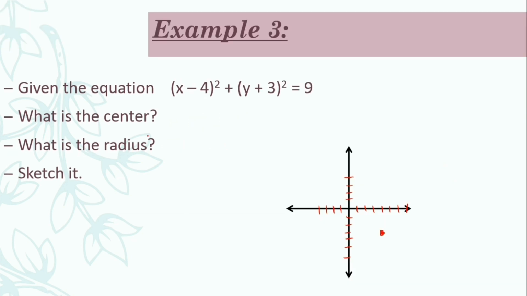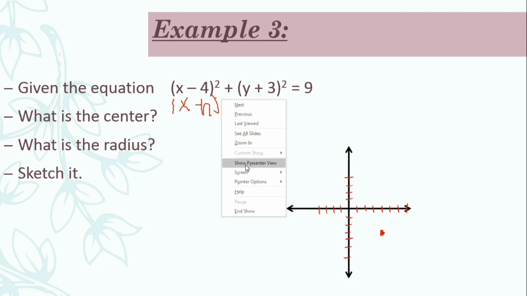Now, in this example, we have an equation (x - 4)^2 + (y + 3)^2 = 9. We will get the center, the radius, and sketch it. So to get the center, just remember the formula (x - h)^2.